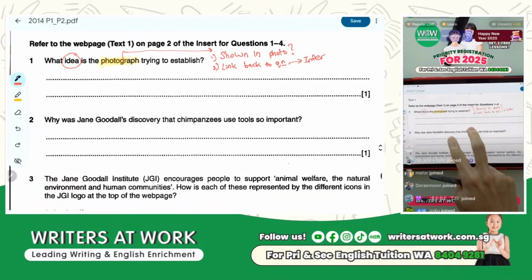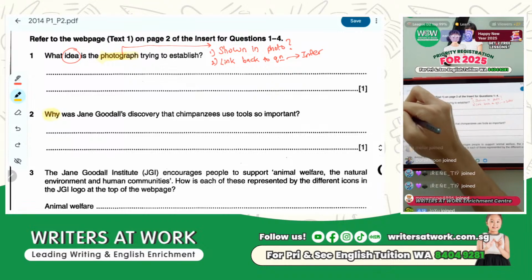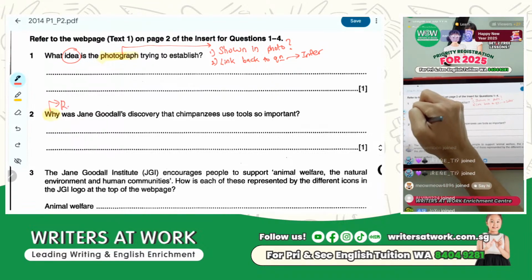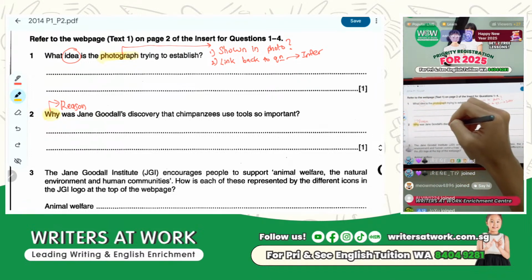Next question: why was Jane Goodale's discovery that chimpanzees use tools so important? Again, why tells me that a reason needs to be given. You can see the focus is on how chimpanzees use tools, so the animals can use tools to help them with their daily tasks.